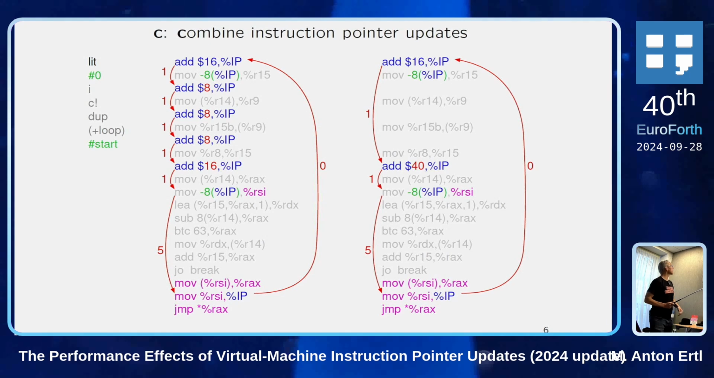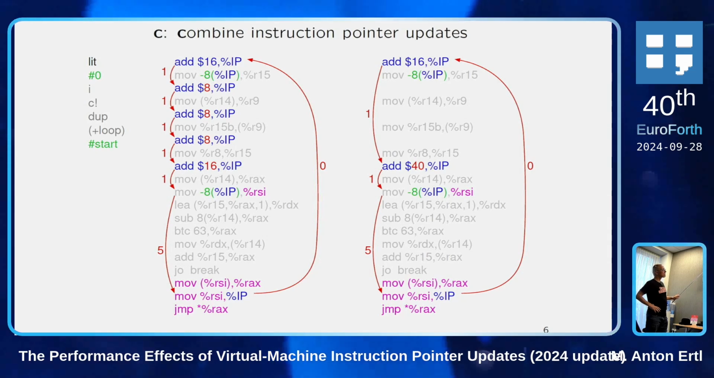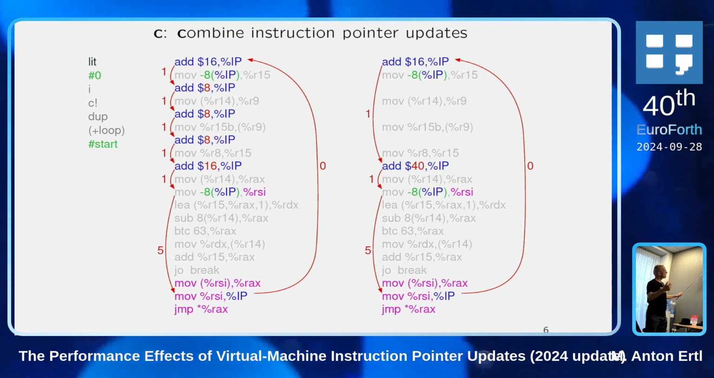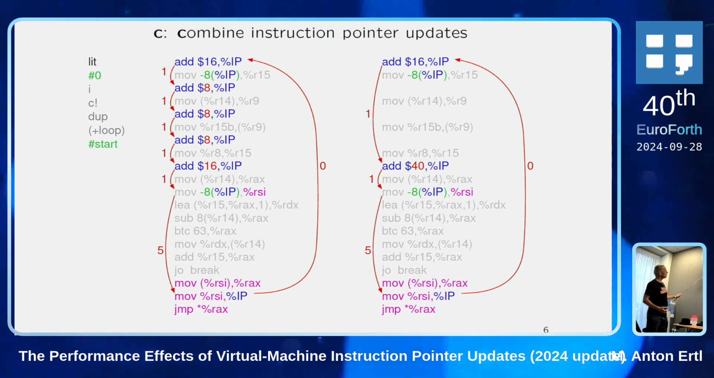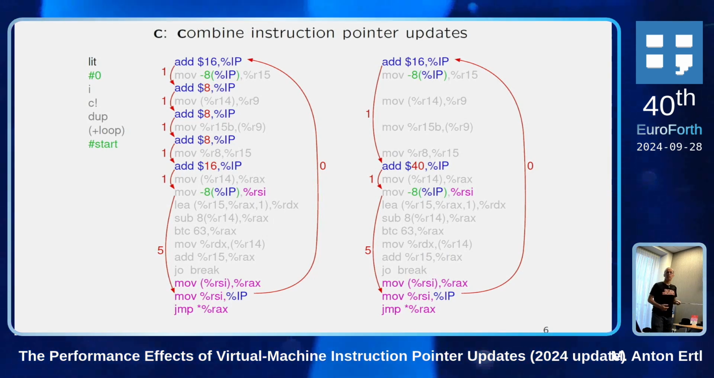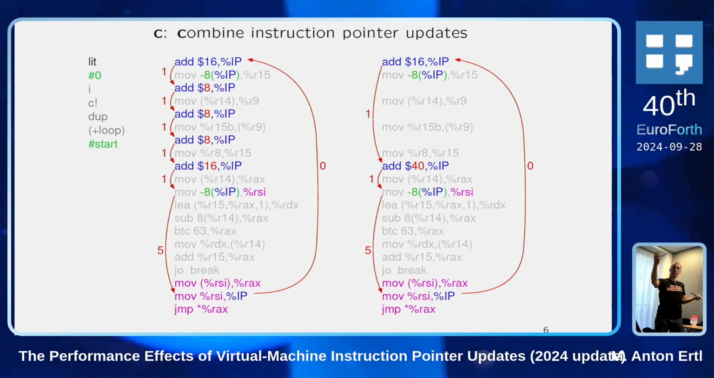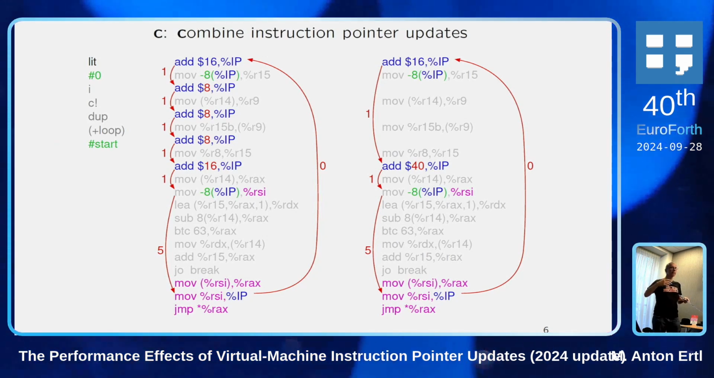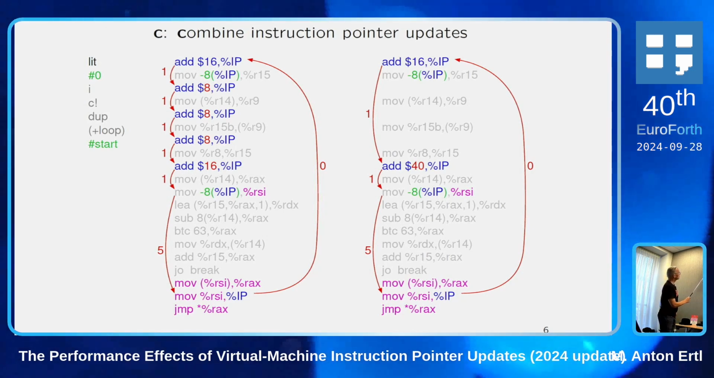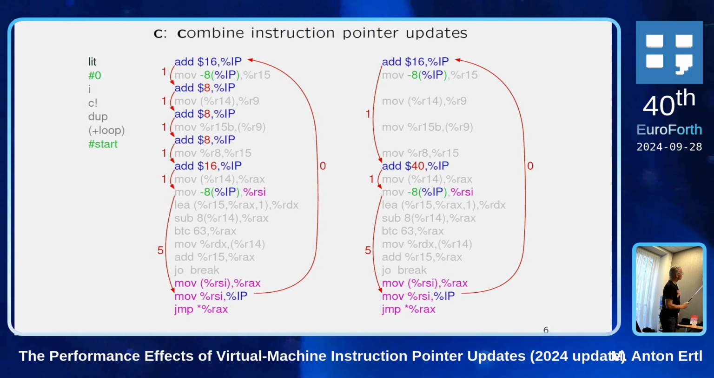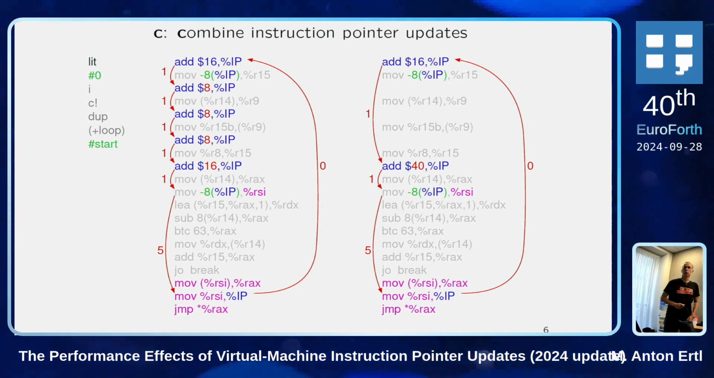The first is we can combine instruction pointer updates. In most of these instructions, the instruction pointer is not needed, so we can eliminate the instruction pointer update for them and eventually replace this one with one that has a large instruction pointer update. This is done by having a bunch of code snippets for instruction pointer updates of different span. Here we eliminate this part of the code snippet, and instead we have one which updates by 40 bytes.